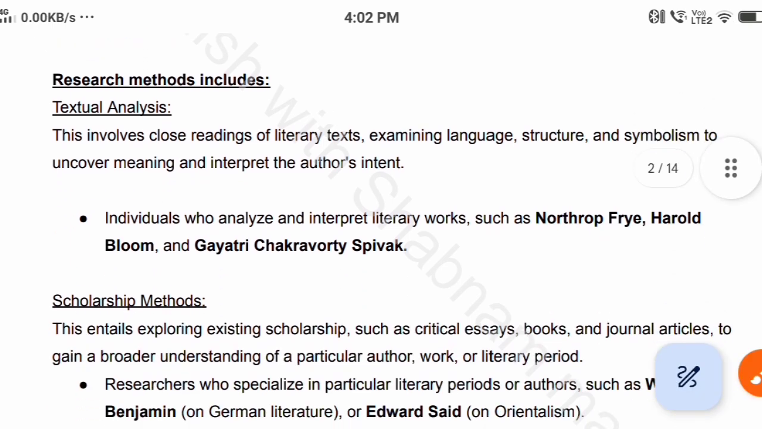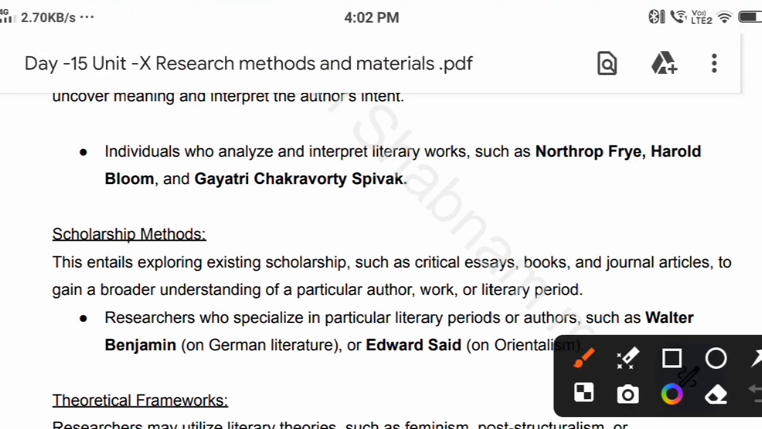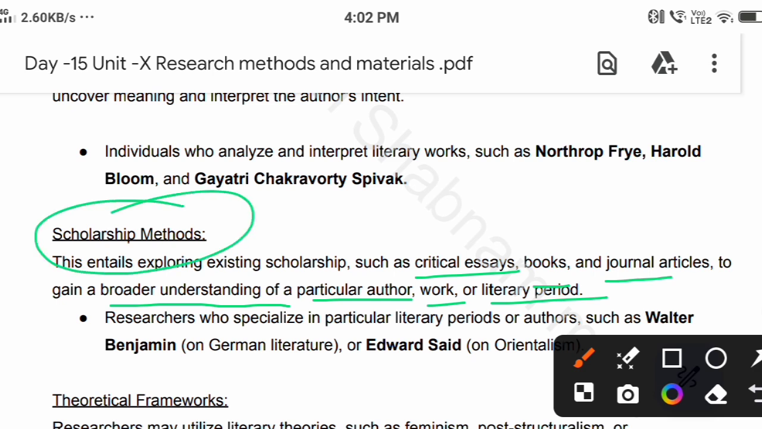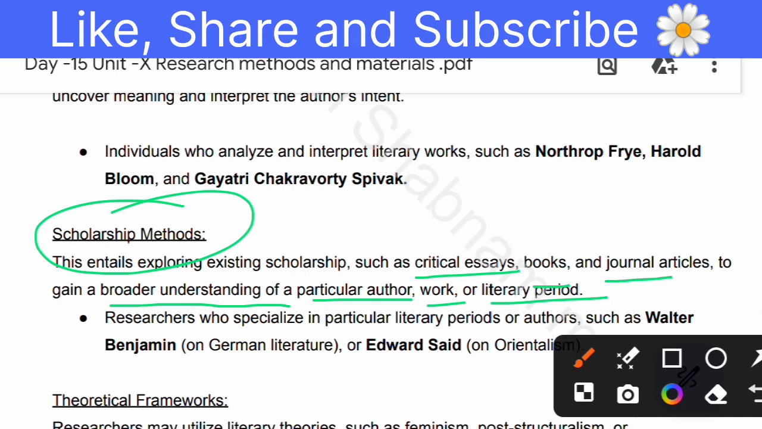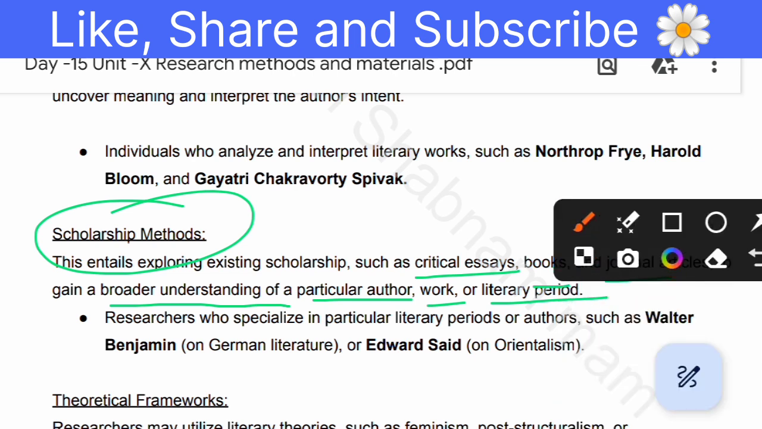After this, the scholarship method. Scholarship methods entail exploring existing scholarship such as critical essays, books, and journal articles to gain a broader understanding of a particular author, work, or literary period. That means if we are using the scholarship method in research, critical essays, books, and journal articles are used to gain a broader, that means deeper, wider understanding of a particular author, work, or literary period. Researchers who specialized in particular literary periods or authors include Walter Benjamin on German literature or Edward Said on Orientalism.